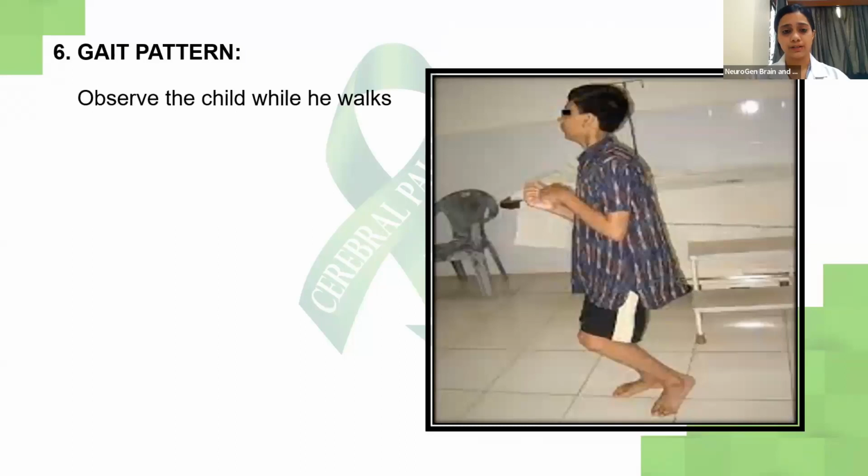Then comes the gait pattern. Gait pattern will tell you how the child is walking. If he is ambulatory, the gait pattern needs to be mentioned importantly. In this, the child has bilateral hip and knee flexion, ankle dorsiflexion, plantar flexion. That means that he is in a typical crouch gait.